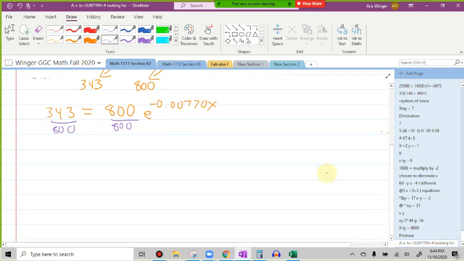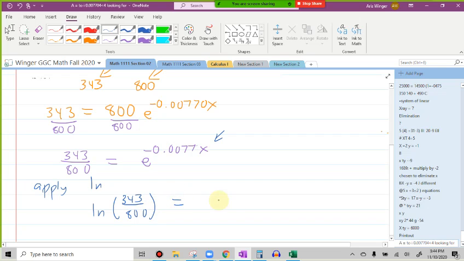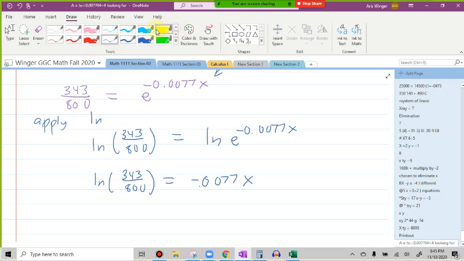The only thing we need to be careful about here is going to be rounding. That equals e to the negative 0.0077x. And of course, now we know that if we're solving an equation like this and the unknown is in the exponent, then we need to apply the natural log. So the natural log of 343 over 800 equals ln of e to the negative 0.0077x. And again, the natural log and the exponential cancel, and this is negative 0.0077x.